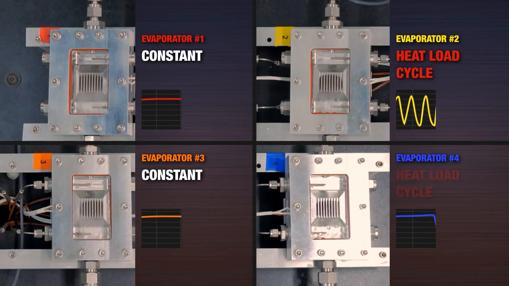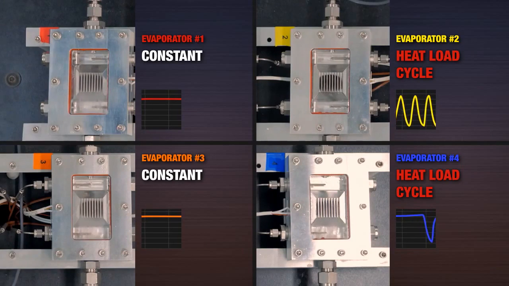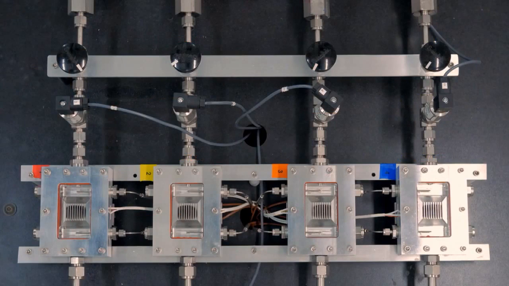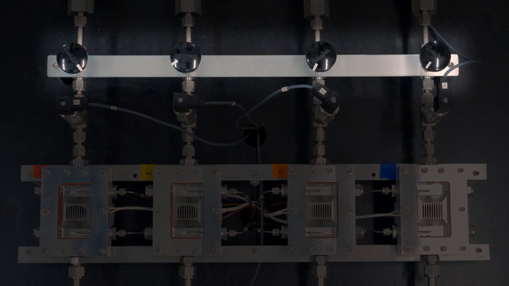We will now begin to cycle the heat load on evaporator 4 in a similar way as evaporator 2. Again, we see erratic boiling at both 2 and 4, but flow rate, temperature, and boiling remain constant for 1 and 3. Now we stop cycling the heat loads and see that all 4 evaporators are stable with constant heat load. A key feature that enables this flexibility was achieved by placing flow restrictors in front of the evaporators.